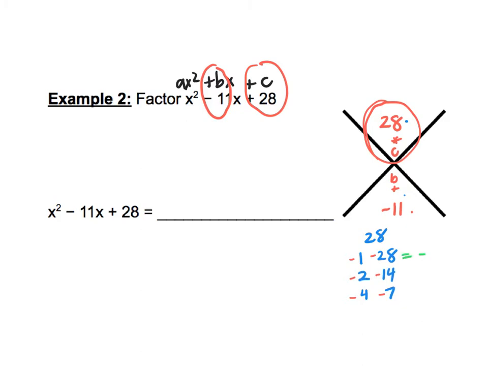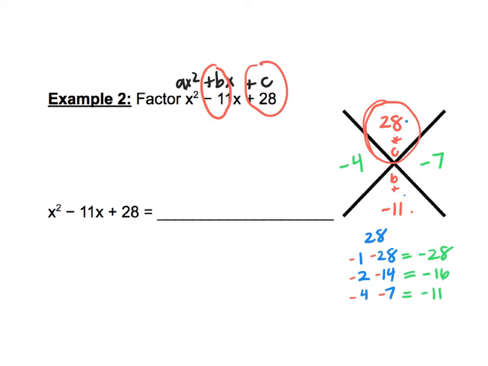negative 11. This would give me negative 29. My second one, negative 2 minus 14 would give me a negative 16. And then my last one, negative 4 minus 7 would be negative 11. So I know my 2 factors are negative 4 and negative 7.